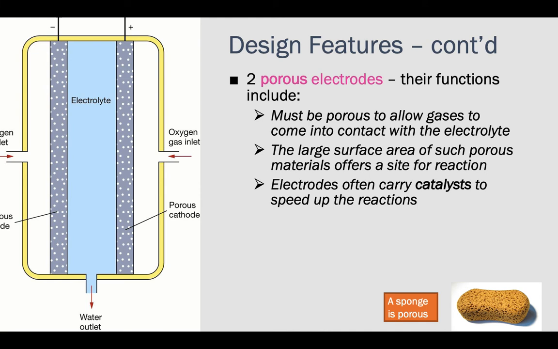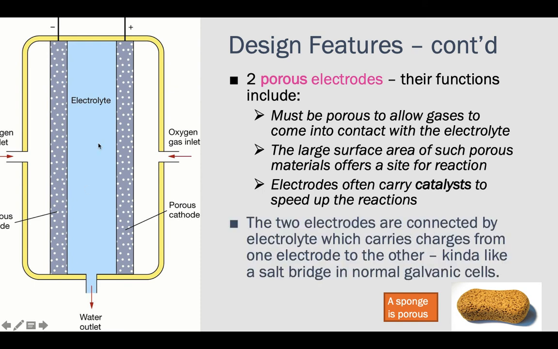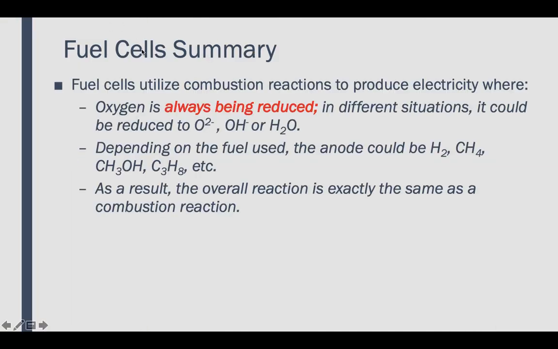After all, we are trying to utilize the energy from a combustion reaction without the combustion itself. Also, the two electrodes are connected by an electrolyte, which carries charges from one electrode to another. It's kind of like the salt bridge in normal galvanic cells, where it completes the inner circuit of this battery. Later we will see this electrolyte will determine how you write your half equations. In summary, fuel cells utilize combustion reactions to produce electricity.